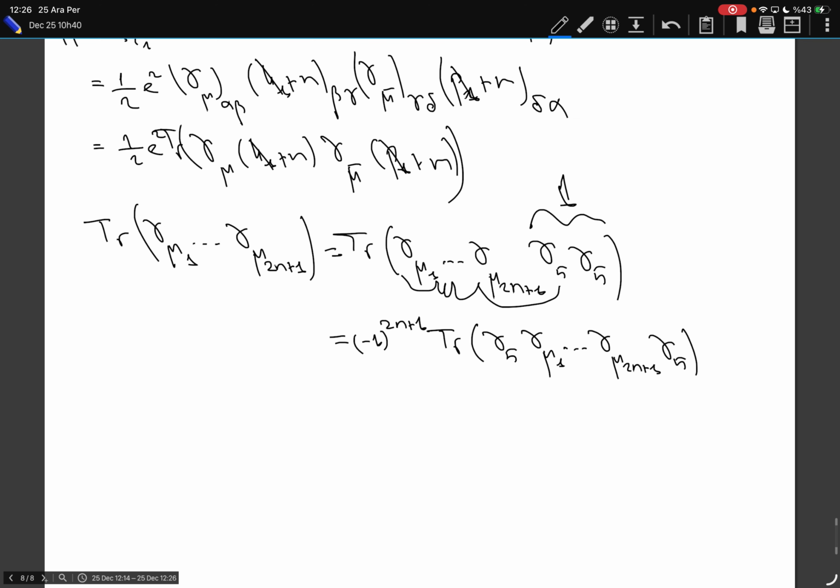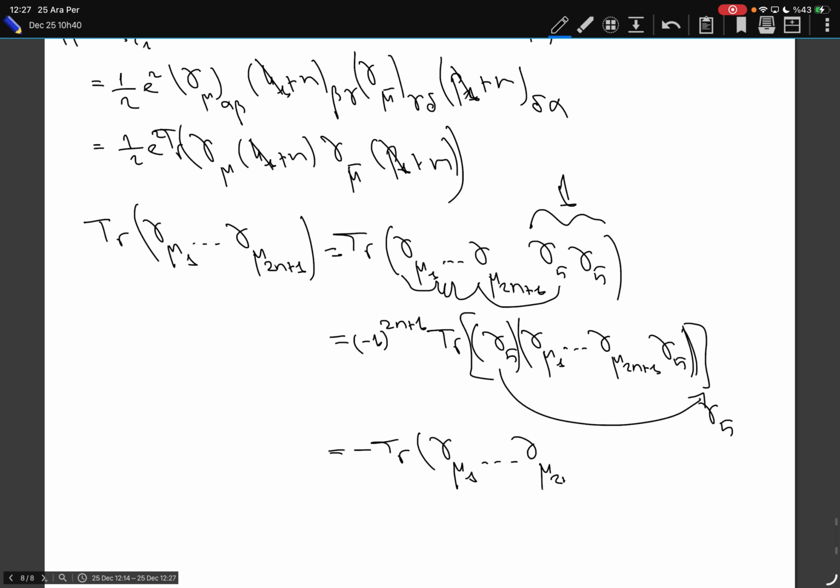But now I can use the property of the trace. This gamma matrix multiplied by this other matrix is the product of two matrices. I can change the order of two matrices inside the trace. So this will go all the way to the end as gamma 5. Gamma 5 squared is 1. So this is minus the trace of the same product. So the trace of an odd number of gamma matrices is always 0, because it is equal to minus itself, and the only number which is equal to minus itself is 0.